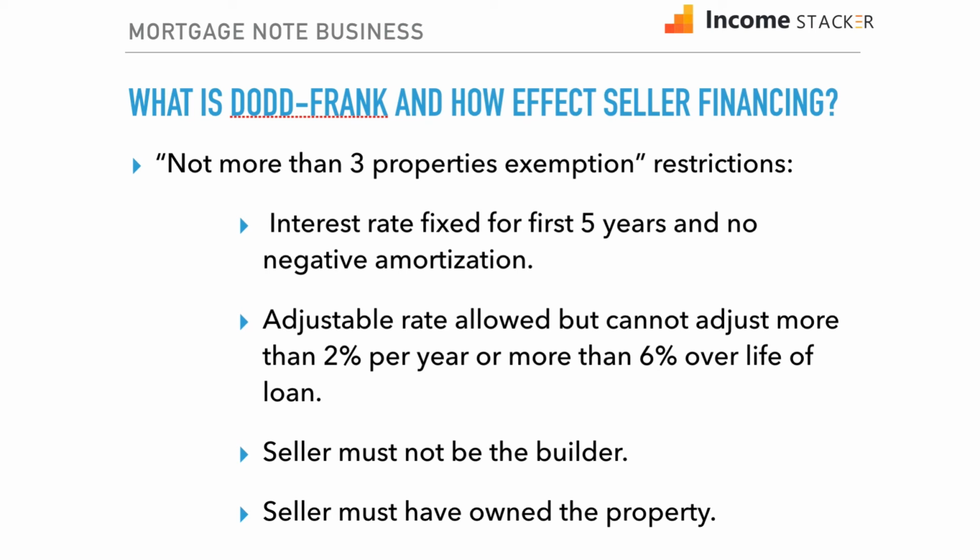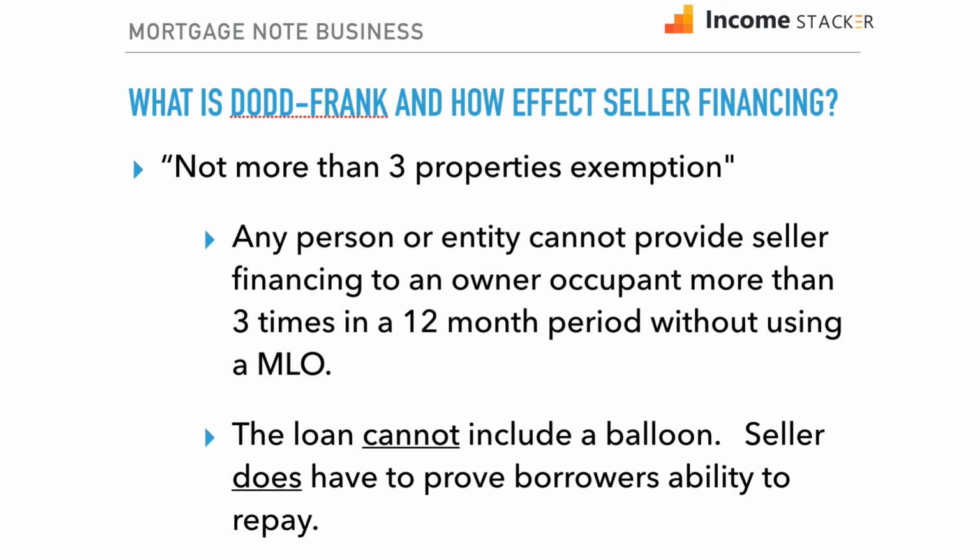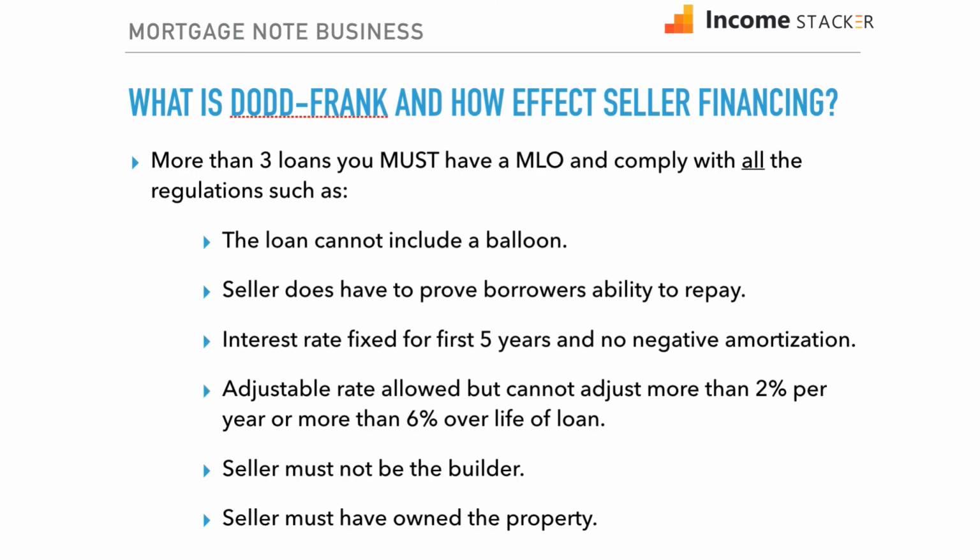Interest rate fixed for the first 5 years, adjustable rate allowed but cannot adjust more than 2% a year or 6% over the life of the loan. Seller must not be a builder, and seller must have owned the property. So again, just going back a slide here, the big difference is the loan cannot include a balloon, and the seller does have to prove the person's ability to repay.